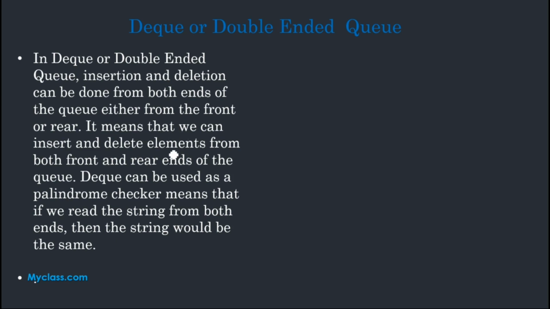Actually, if we implement this concept, the main concept of queue will vanish. It means that we can insert and delete elements from both the front and rear end of the queue. So mainly it is used for palindrome checks, because in a palindrome we consider the first element and the last element and check them. So we can use DQ for the palindrome concept.